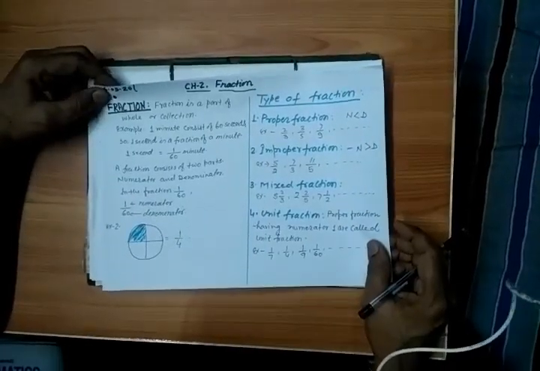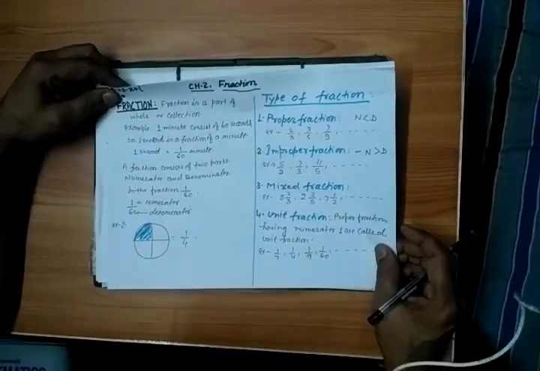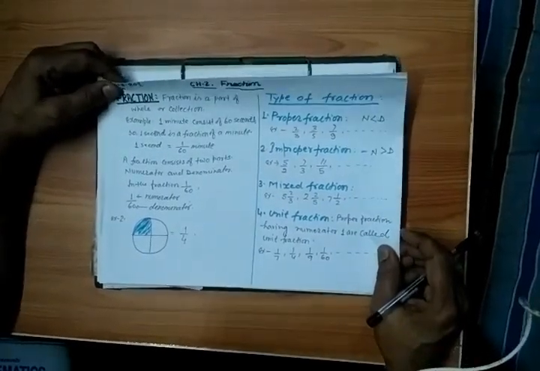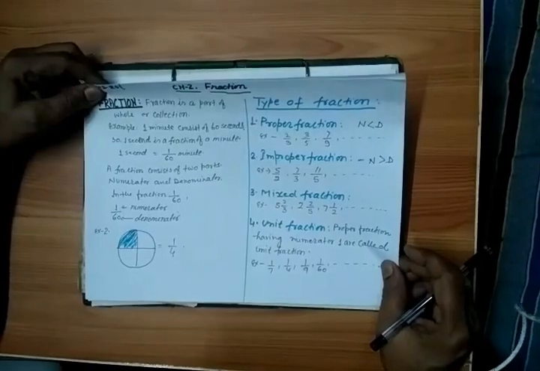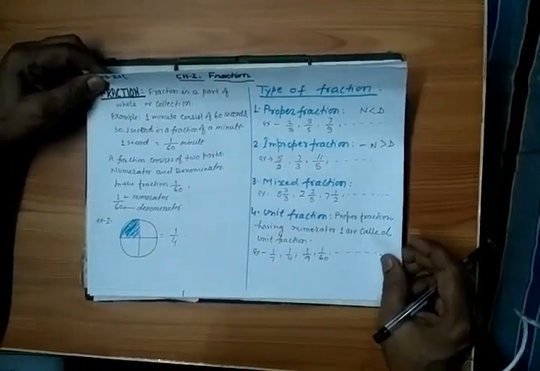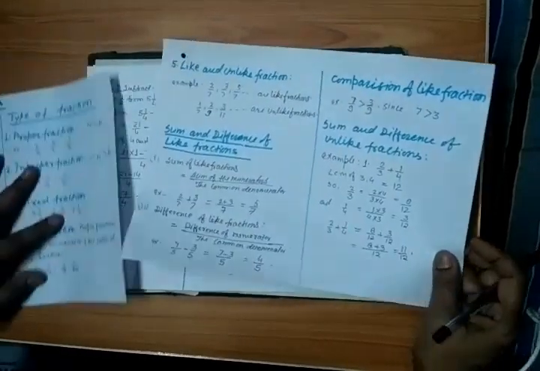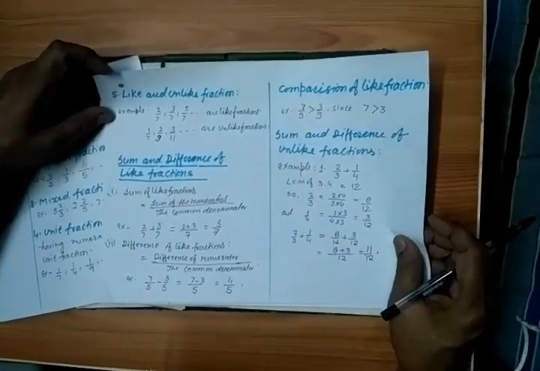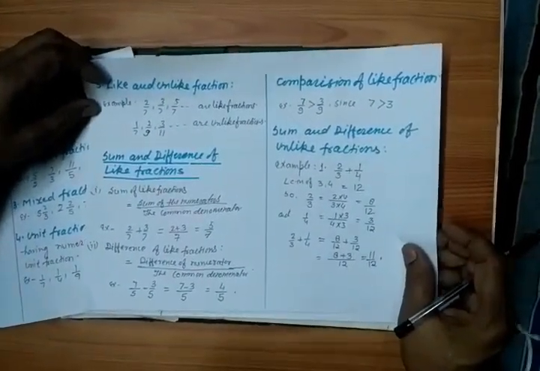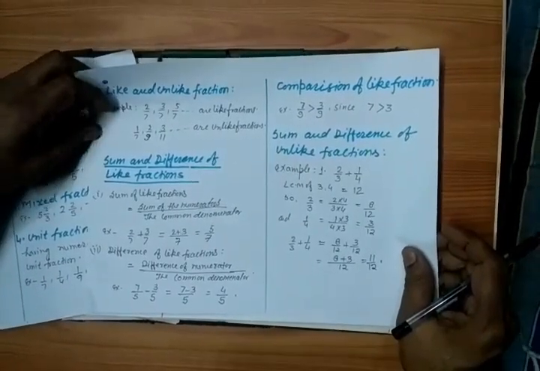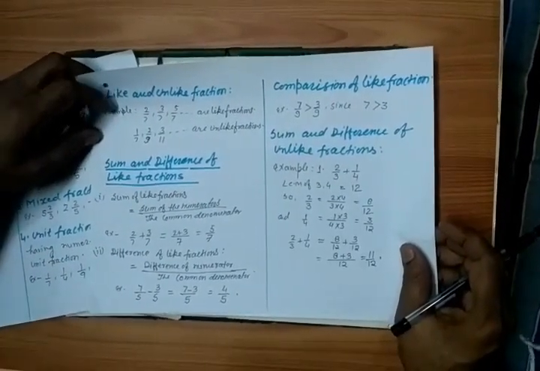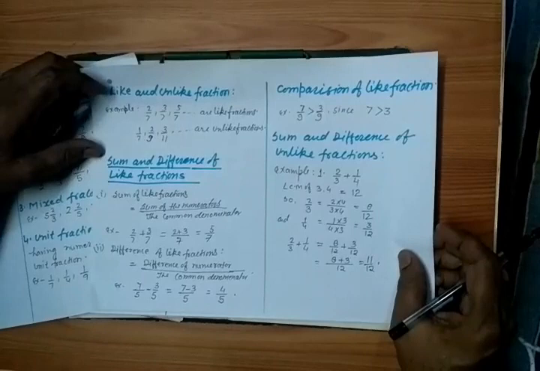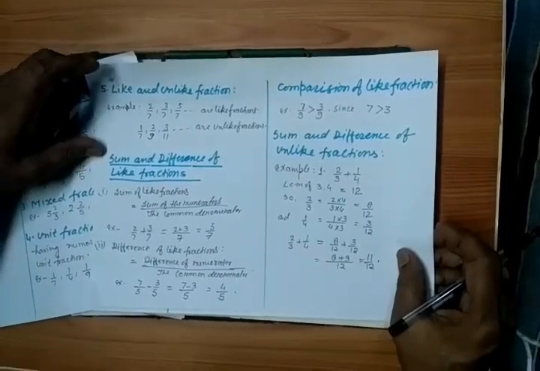Today I have started the second chapter, fraction, in which we have learned about the definition of fractions, types of fractions such as proper fraction, improper fraction, mixed fraction and unit fractions, and also discussed like and unlike fractions, sum and difference of like and unlike fractions, and solved some examples of their sums and differences. In the next class, we will discuss the multiplication and division of fractions.